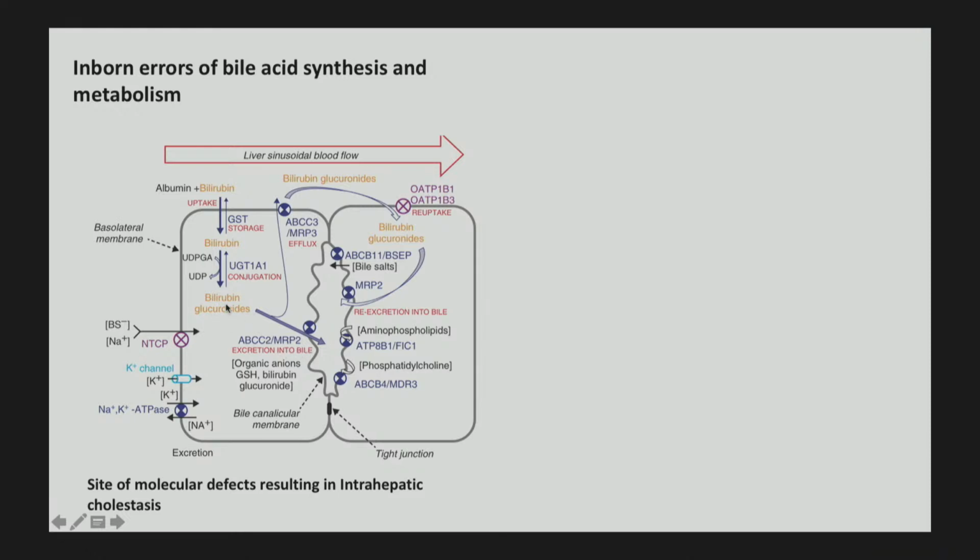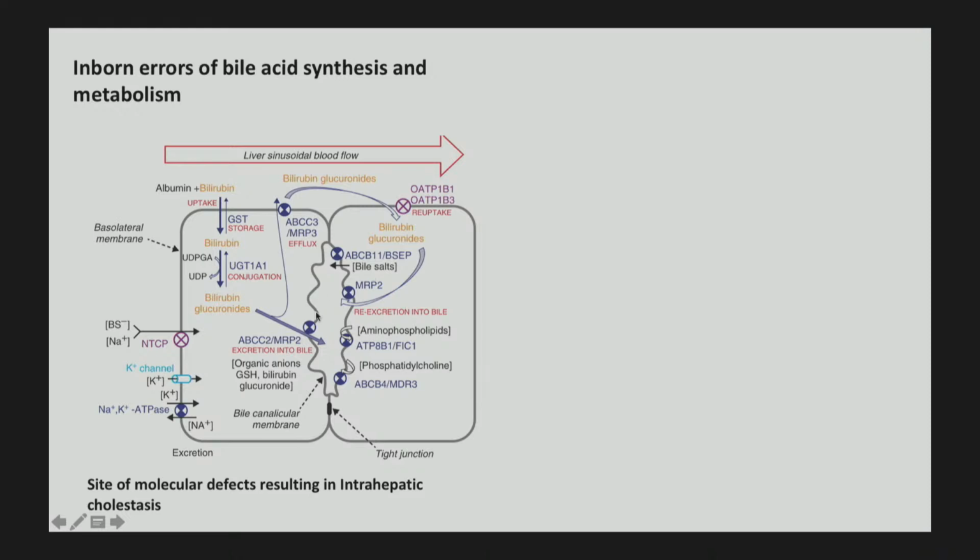A small component of these glucuronides will be effluxed out of the hepatocytes through MRP3, and these effluxed glucuronides will be taken back with the help of OATP1B1 and B3. Now, for the excretion of these bilirubin glucuronides into the canaliculus, we also need bile salts. These bile salts are secreted through the bile salt export pump, which is coded by the ABCB11 gene.